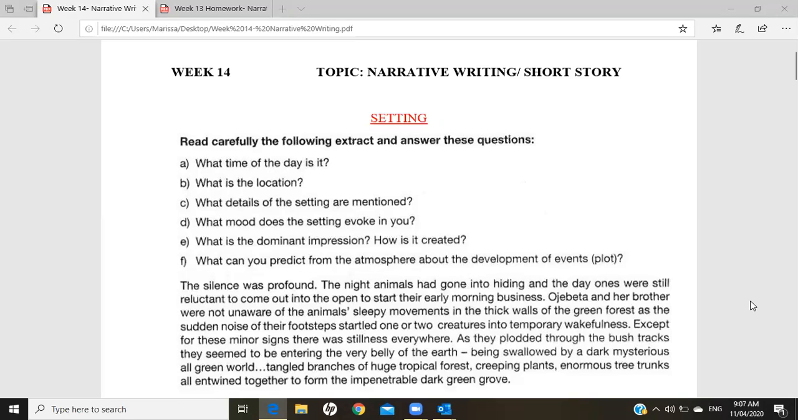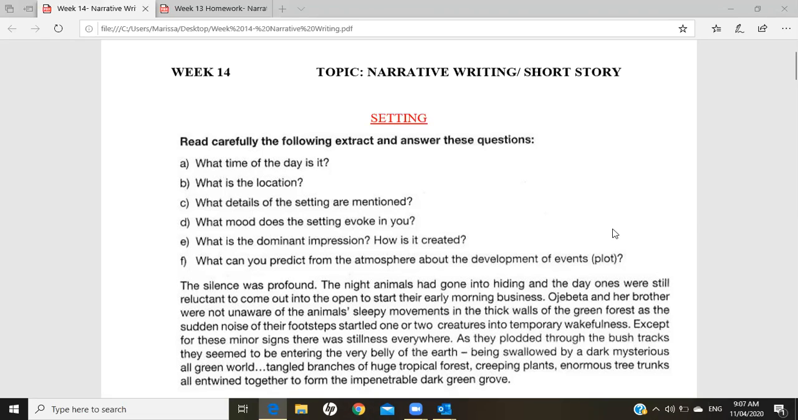One is on my screen right now, setting. So setting is mandatory when we are creating a short story. We must have a setting in our story. The readers must get an idea as to where the story is taking place and also the time. So setting is focused on time as well as location or place. So that's one thing that we must have in our story. We must have a setting.